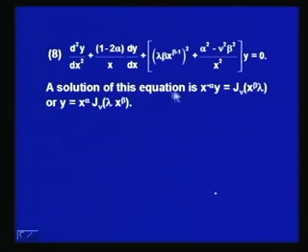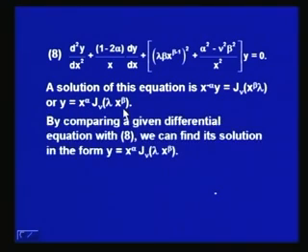Now, a solution of this equation will therefore be, we had earlier u equal to J nu lambda x to the power beta, but then we had changed the independent variable from u to y by making the substitution u equal to x to the power minus alpha into y. So, a solution of this equation is therefore x to the power minus alpha into y equal to J nu lambda x to the power beta. By multiplying by x to the power alpha both sides, we get a solution of this equation as y equal to x to the power alpha J nu lambda x to the power beta.